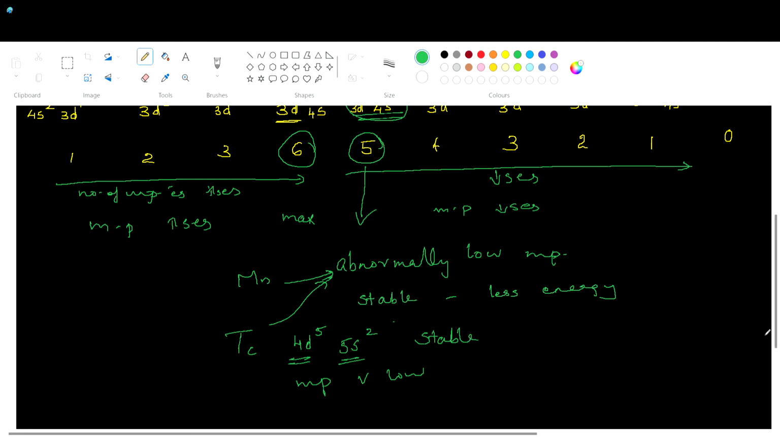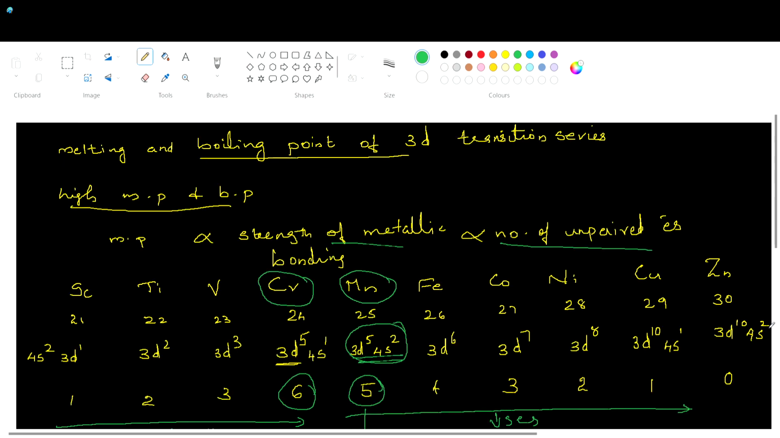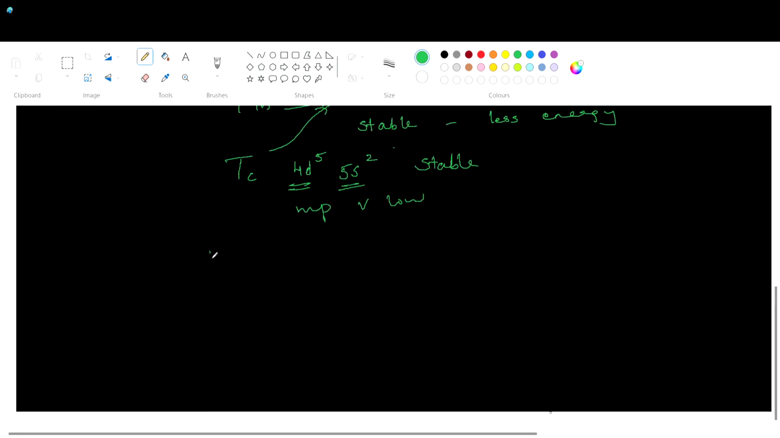And when we compare the melting point of the 3d transition series with that of 4d and 5d, 4d and 5d have higher melting points than 3d. Because down the group, as the size increases, metallic bonding gets stronger, so their melting and boiling points also increase. 3d has a smaller melting point than 4d, which has a smaller melting point than 5d.